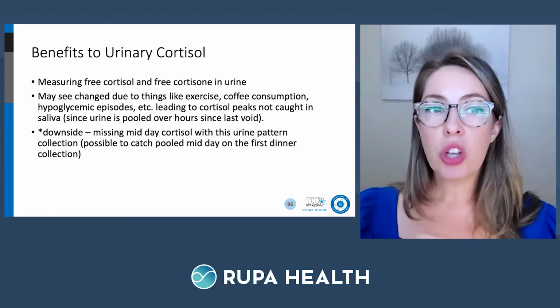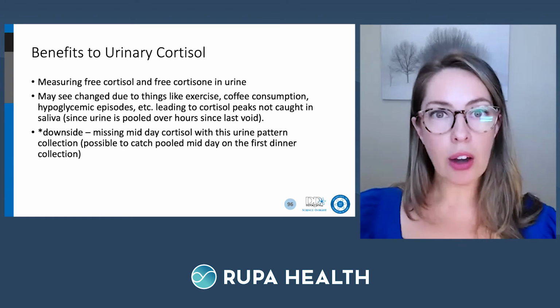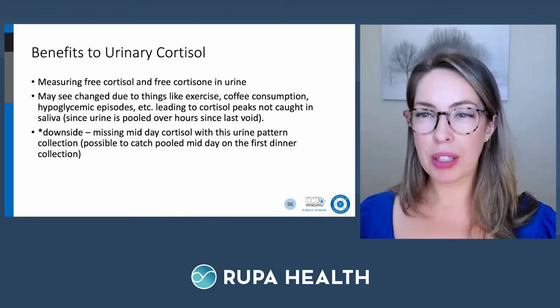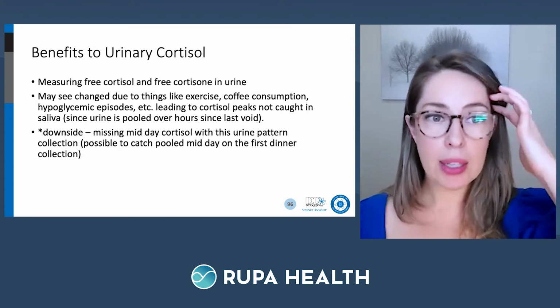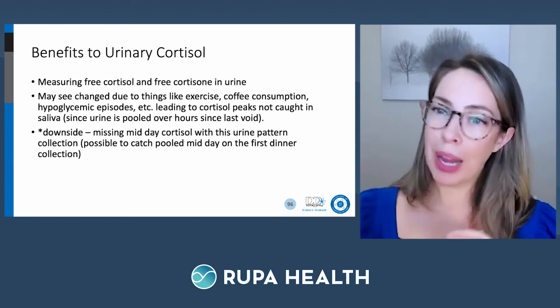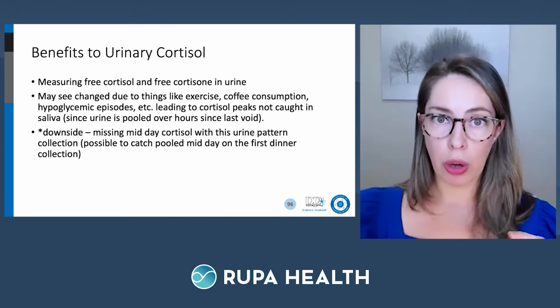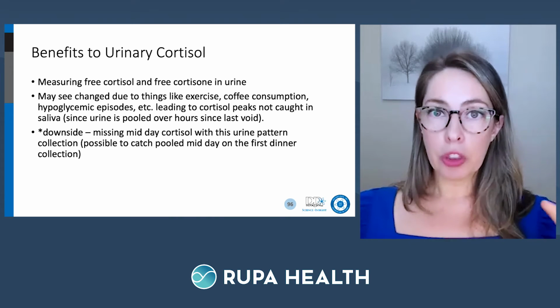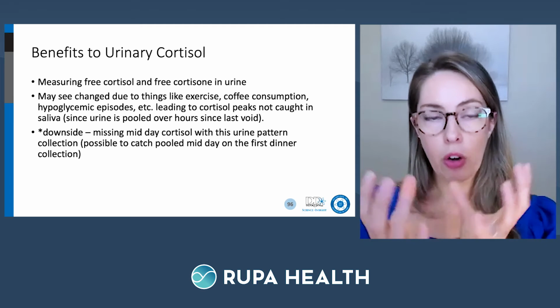the urine. So arguably, you might be able to see things like little spikes in cortisol throughout the day from things like exercise or coffee consumption, or somebody that has hypoglycemic events. These things can lead to cortisol peaks that you may not be able to catch in saliva because you're looking at 4 points throughout the day, right? With urine, you're actually measuring a pooled amount that's sitting in the bladder over hours.